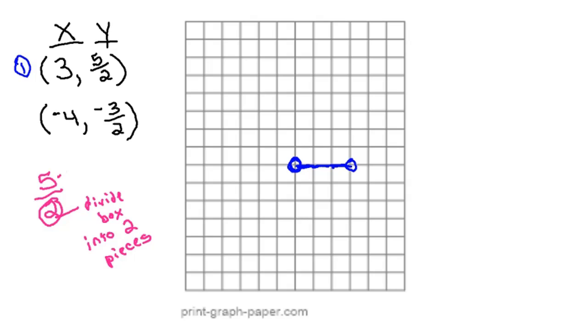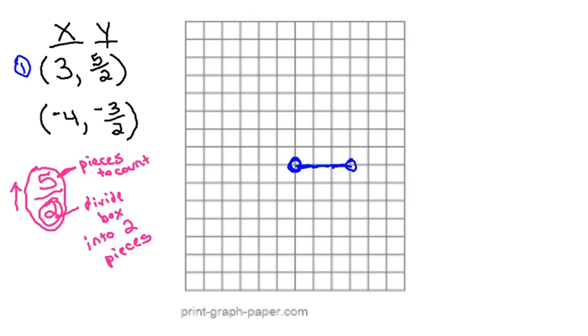Then the 5, that's how many pieces you color in. So we're going to start with dividing the box into 2 pieces, and this is the y, remember, we're dealing with, so the y is up and down. Now 5 halves is a positive number, so that means the y is going to go up.